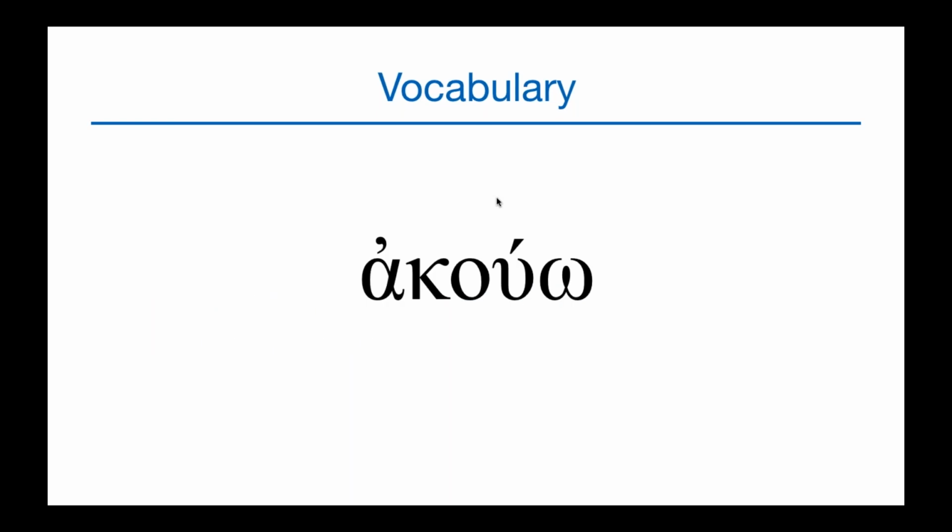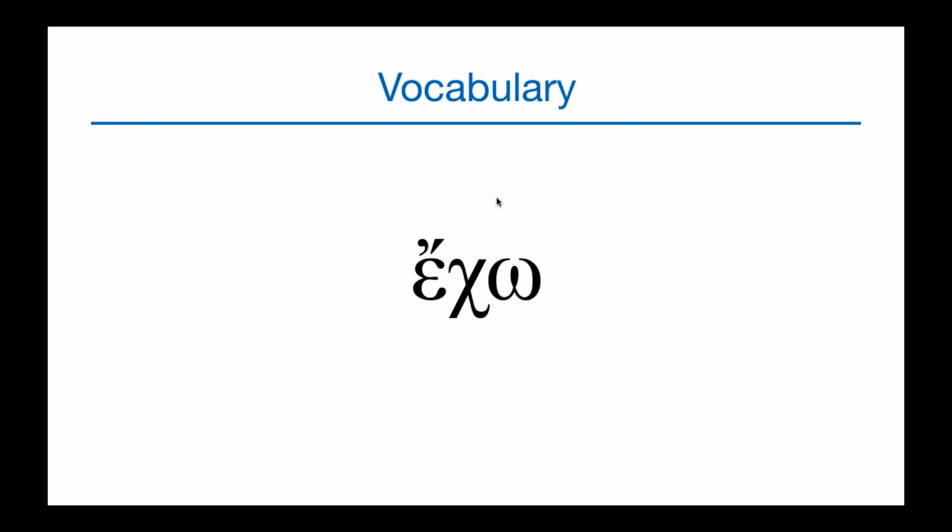So a lot of these we learned whenever we did things the first semester, which would have been this time last year. So akuo, it's where we get acoustic from, means I hear. He points out there it can also mean I learn or obey. Blepo. For some reason, I always like the word blepo. Blepo means I see or I look at. Echo. Echo means I have or I hold.